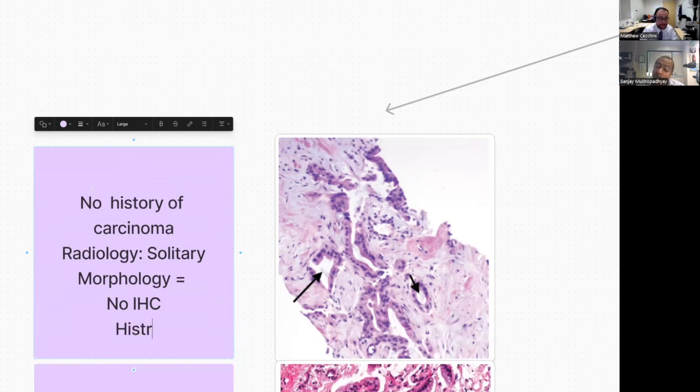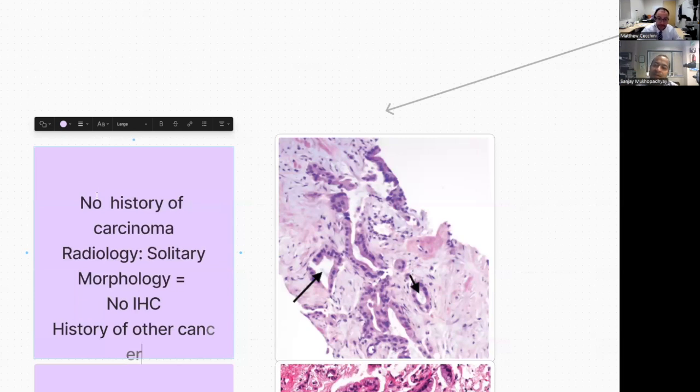Yeah. And of course, if the morphology was not like this and had clear cells or a morphology like a colorectal met, I would do immunohistochemistry. Otherwise, I don't do it, and all my material goes to molecular testing. So, Matt, what do you do? I'm curious to know what your practice is.